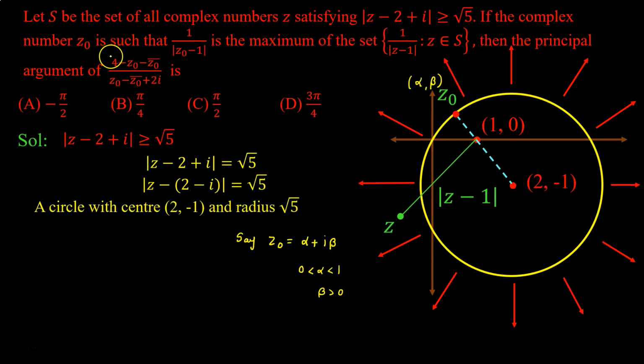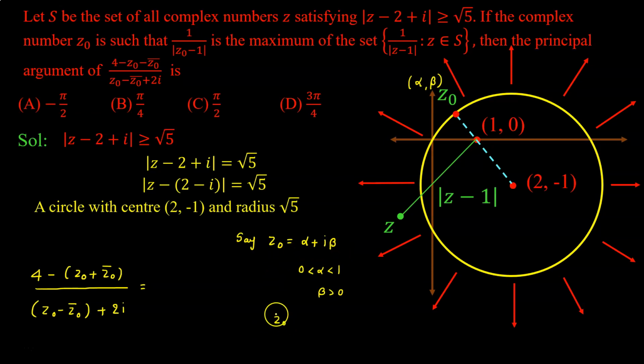Now here you see we need the argument of this quantity, the principal argument. If you look carefully, this expression will simplify very easily. So let us write it like this: 4 minus (z0 plus z0 bar), divided by z0 minus z0 bar plus 2 iota.